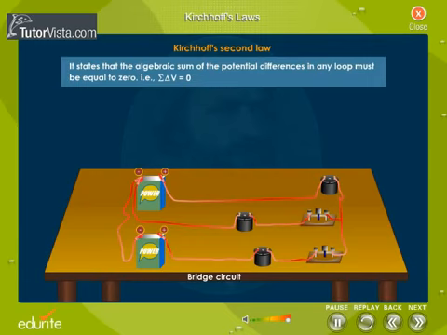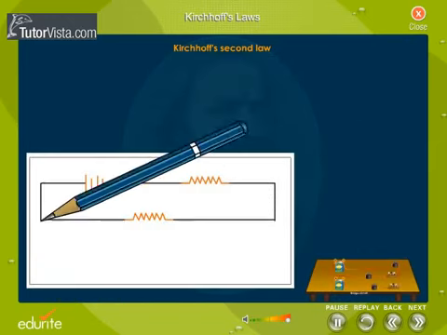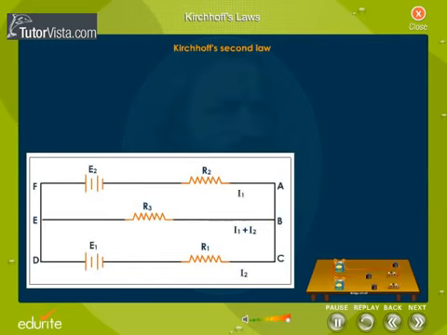Let us see how the loop rule is used to solve the given bridge circuit. First, draw a circuit diagram to represent the circuit. Mark the direction of flow of current through each branch of the circuit. Then apply the sign convention.